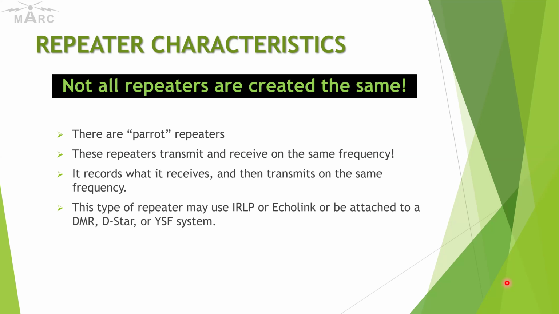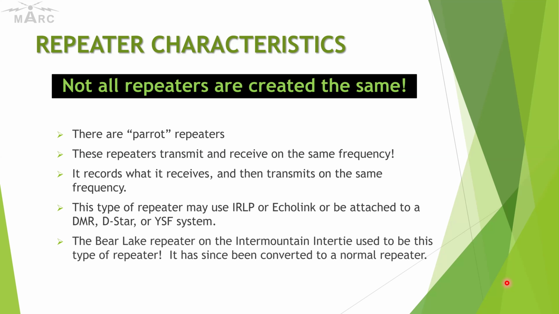Those types of repeaters may use IRLP or Echolink. It might be using any of the digital systems. As a matter of fact, the Bear Link repeater on the Intermountain Intertie used to be this type of repeater, a parrot repeater. It's since been converted to normal repeater use.